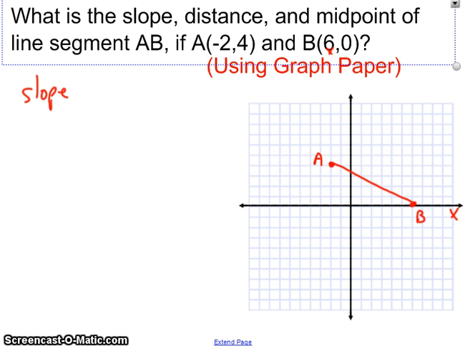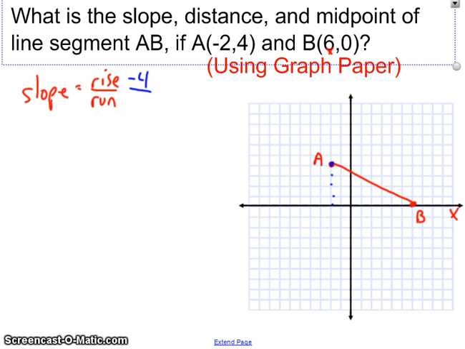Now to find the slope, we talked about this before. The slope always means your rise over your run. Now when you're running, you always want to run to your right. So you want to start at the coordinate point on your left so that you can run to your right. Now are we going up or down to go to point B? Well, we're going down. How many are we going down? 1, 2, 3, 4. So I'm going to call that -4.